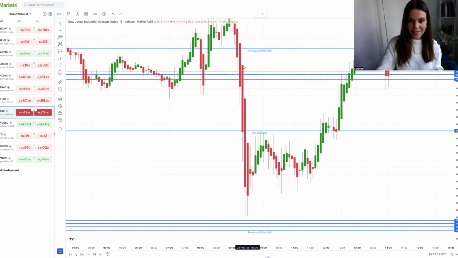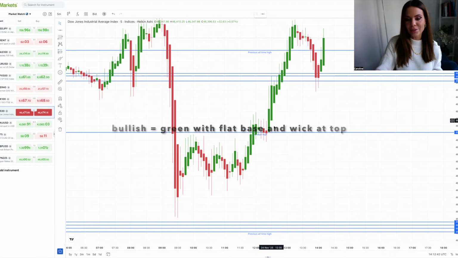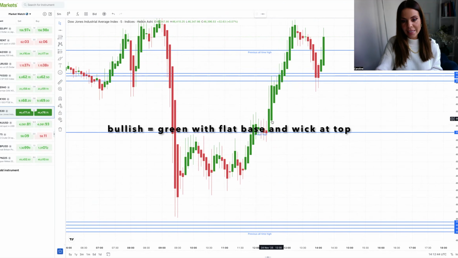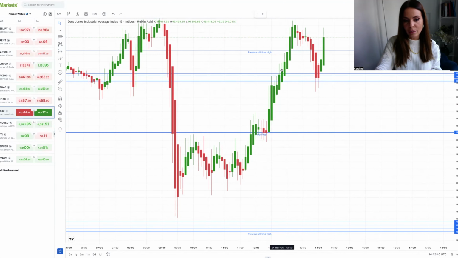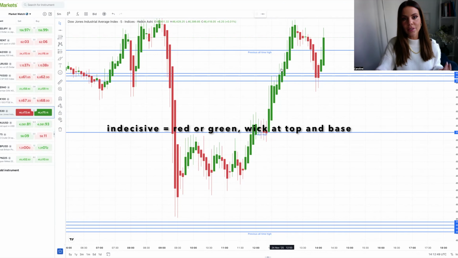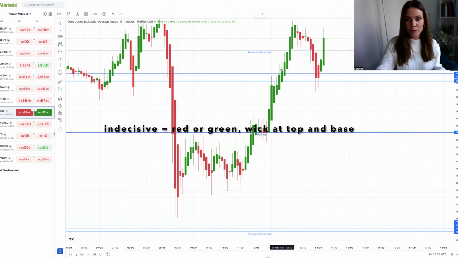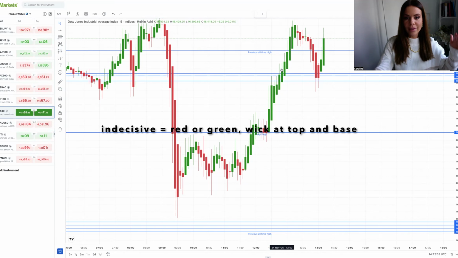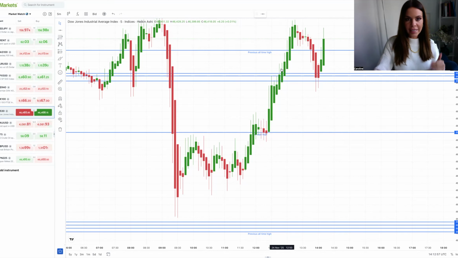Bearish momentum, you can see right in front of me here, these red candlesticks with wick only at the base. Bullish momentum are these green candlesticks. They've got a flat base and wick only at the top. Indecisive momentum candles can be either color, so they can be red or green, and they've got wick at the top and at the base. So indecisive momentum candles are often at points where the market is slowing down or just about to reverse.